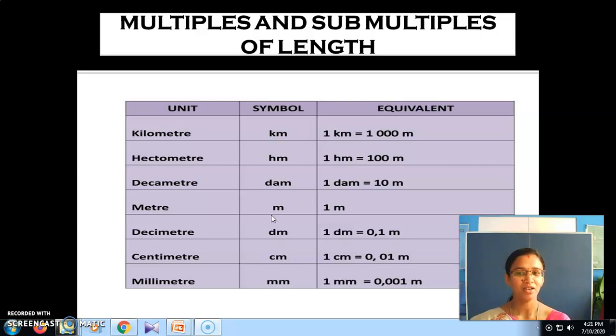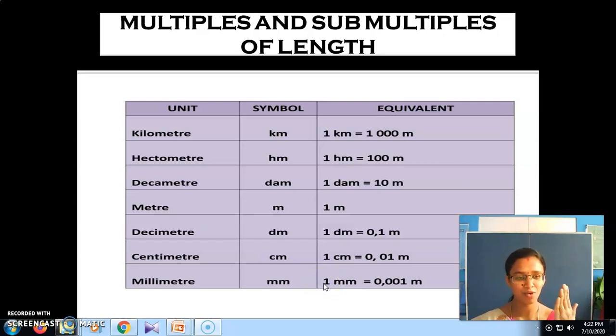So 1 hectometer is equal to 100 meters. 1 decameter is equal to 10 meters. So it goes on in increasing order; they are the multiples of length. Now coming to the lower side, they are the submultiples of length. So 1 decimeter is equal to 0.1 meter. 1 centimeter is equal to 0.01 meter. 1 millimeter is equal to 0.001 meter.